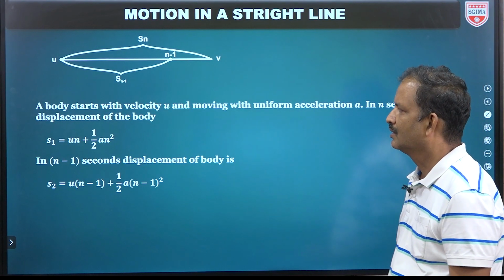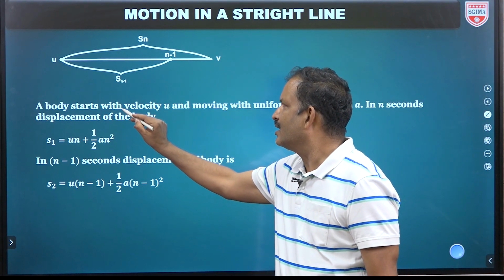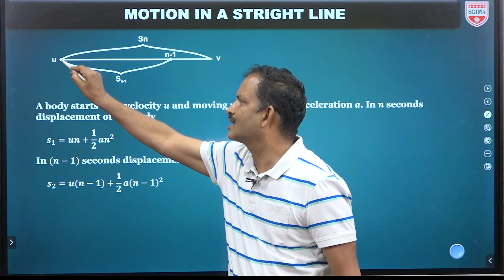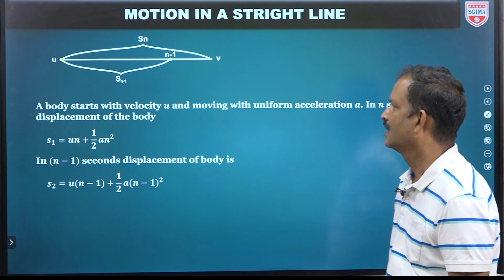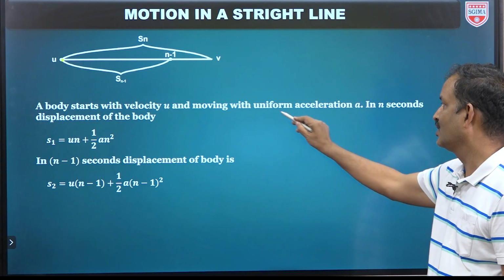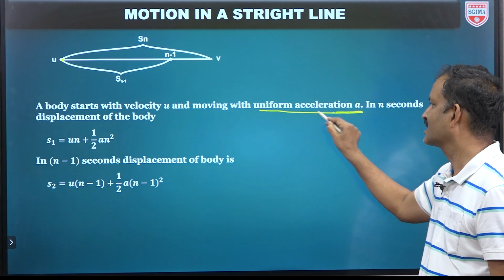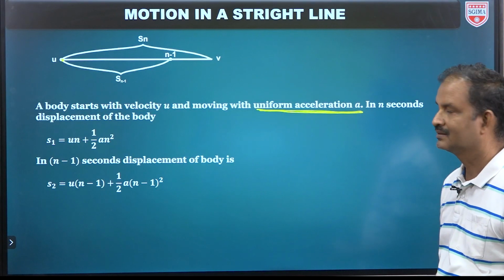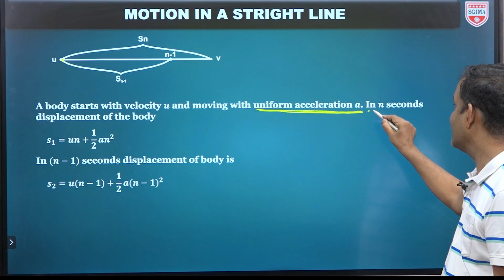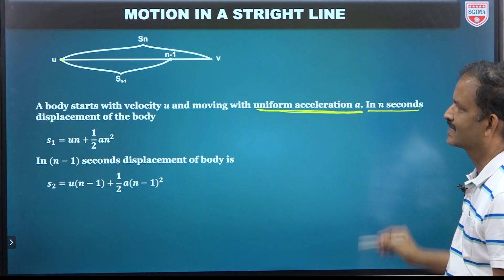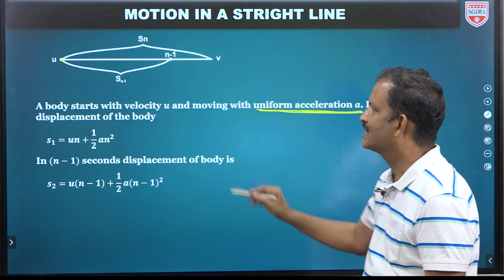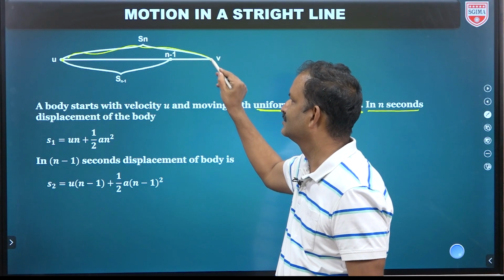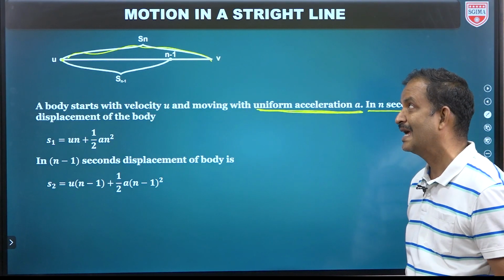Now, a body starts with velocity u and is moving with uniform acceleration. I am discussing only the motion with uniform acceleration. In n seconds, the displacement of the body is Sn.